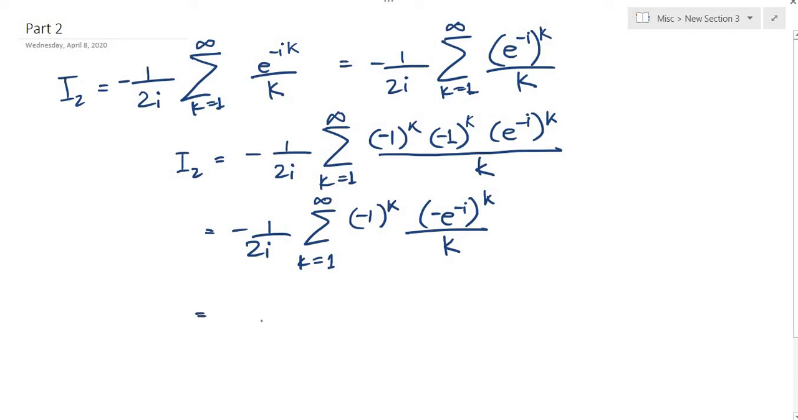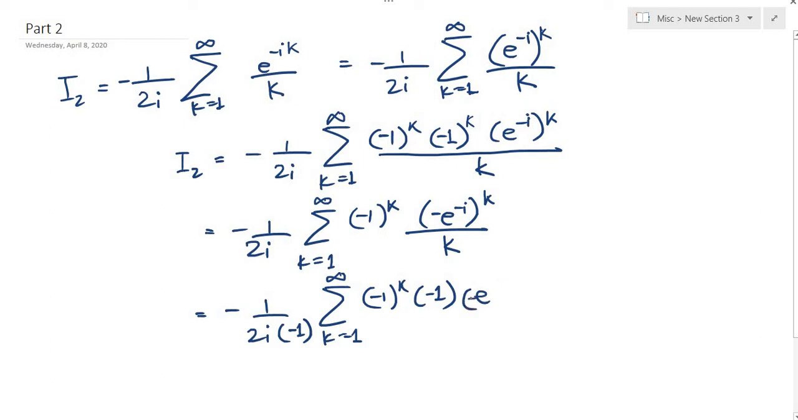So let's multiply and divide by a negative. So we have negative 1 over 2i, and the fraction is basically divided by another negative 1. We have the sum from k equals 1 to infinity of negative 1 to the k times negative 1 times negative e raised to negative i to the kth power divided by k.